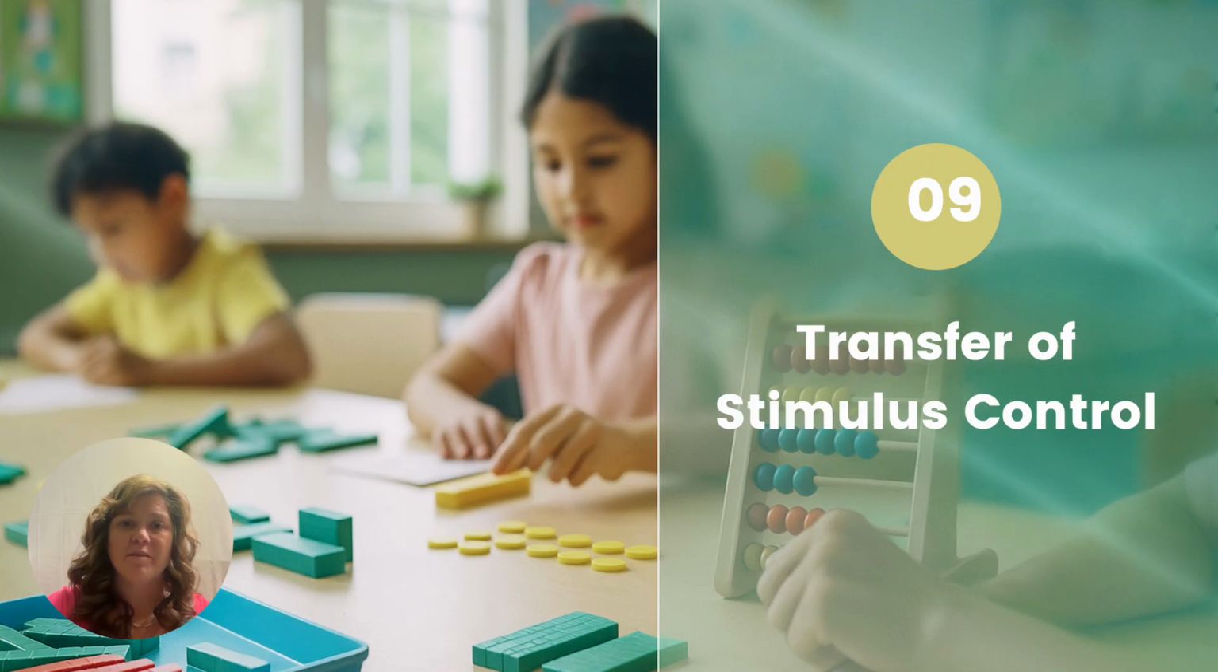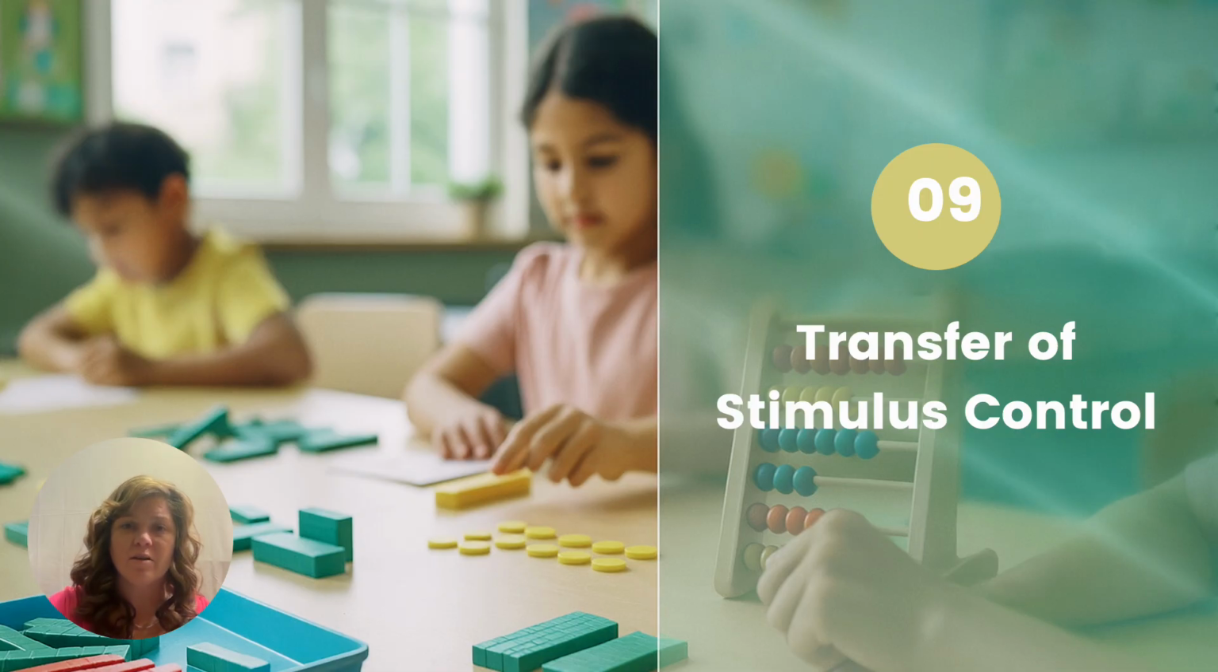Now let's talk about why this matters so much in real life. If we don't transfer stimulus control, learners may only perform skills during therapy. They may rely heavily on adults, and skills won't generalize to home, school, or community settings. But when we do transfer stimulus control, learners become more independent, skills become more functional, and they can use what they've learned in real-world situations.